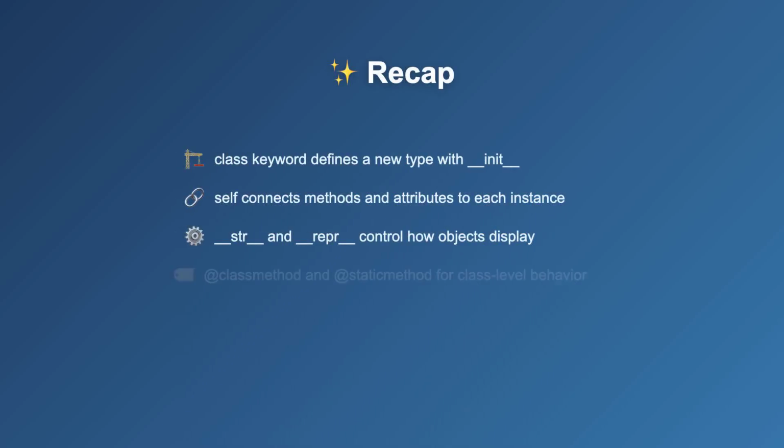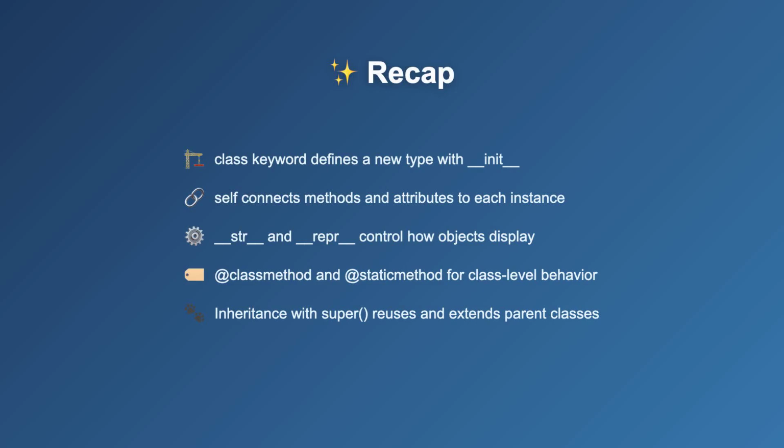Let us recap classes and objects. Class and init define the blueprint and setup. Inheritance with super uses parent class code. Special methods customize how objects behave.